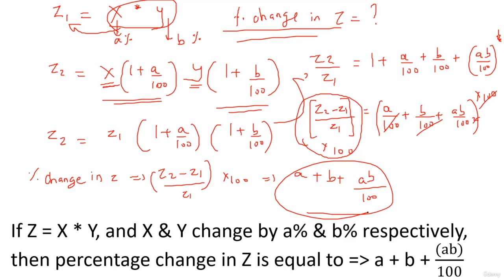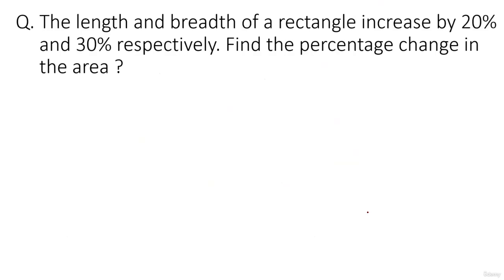Let's resolve all these questions based on this direct formula, a plus b plus ab upon 100. Starting with the very first: the length and breadth of a rectangle increase by 20% and 30% respectively. Find the percentage change in the area. We observe that the area is nothing but length into breadth. Same funda, z is equal to x into y.